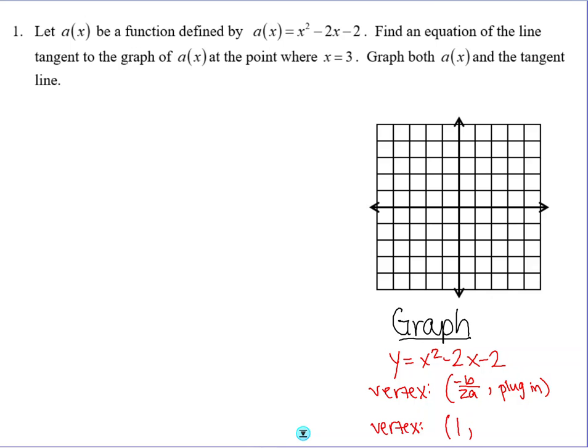If I then plug 1 into my function for x, I end up with 1 minus 2 minus 2, which is negative 3. So 1, negative 3 is my vertex. Since the a value of this function is 1, I'm going to go over 1, up 1 on both sides, over 2, up 4 on both sides, and then over 3, up 9. When I connect these points, I will have my parabola.